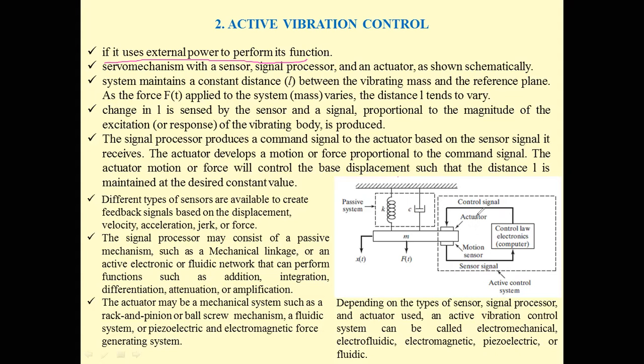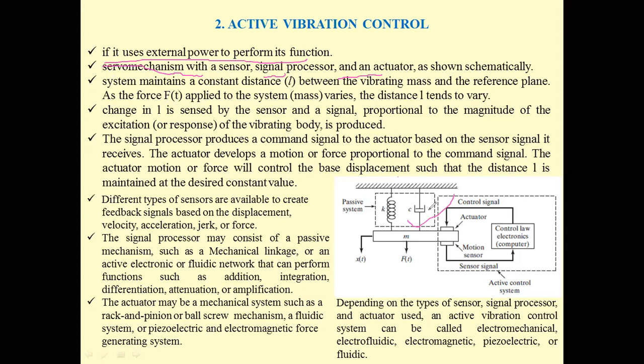In this active control system, there are sensors, actuators, a sensor signal, and an actuator or control signal. There are control laws and electronics. Depending upon the signal, there may be a controller. There are various types of controller, either PID, PI, PD, that you all know. Active vibration control consists of a servo mechanism with a sensor, signal processor, and an actuator, which is shown in this figure schematically.